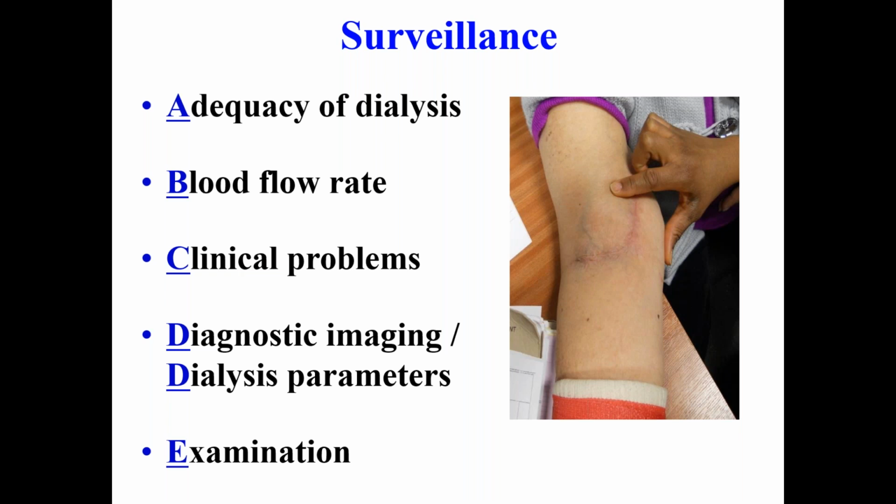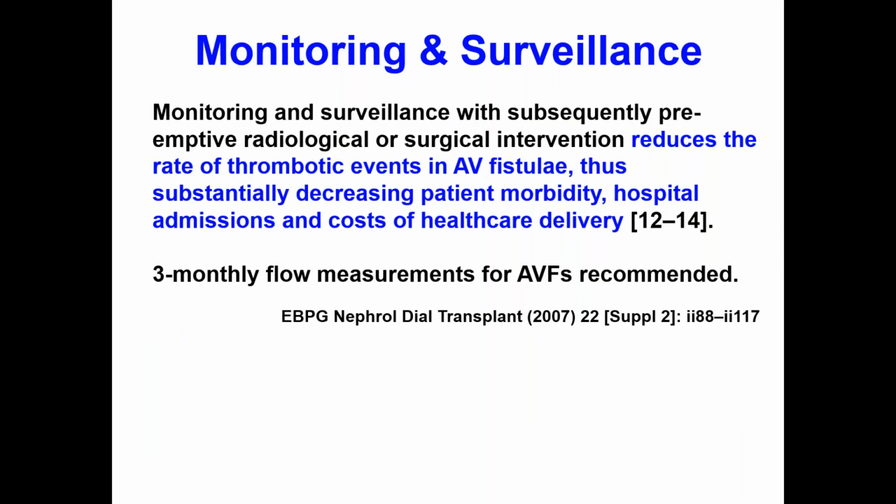So the surveillance required includes assessing the adequacy of dialysis, assessing the blood flow rate, looking at clinical problems, such as post needle removal bleeding, looking at diagnostic imaging and the dialysis parameters, so the adequacy of dialysis, and a physical examination. So all of these different factors with an ultrasound assessment every 6 months. And this is the ERBP recommendation.